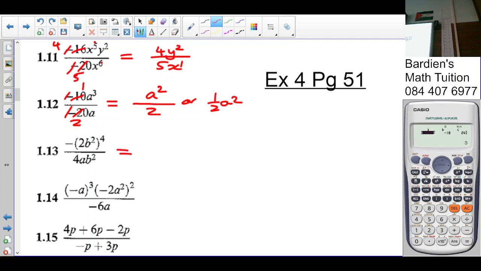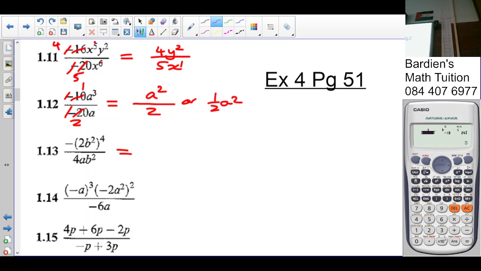Negative 4b squared, yes? Who would like to give me the answer to 1.13? Negative 4b squared is on the right track. Okay, let me do it.